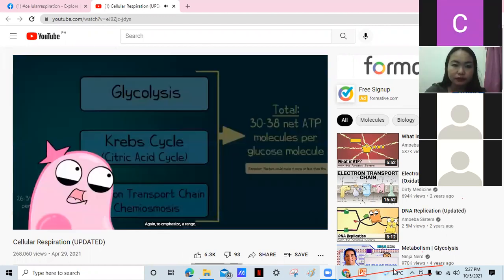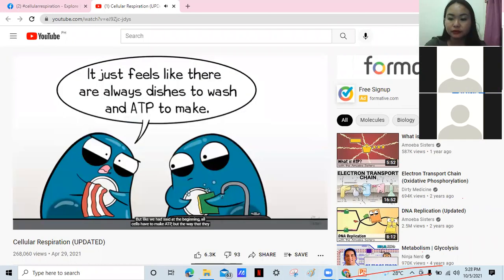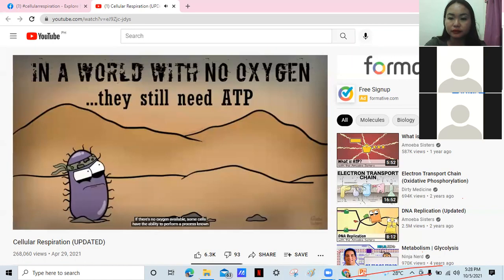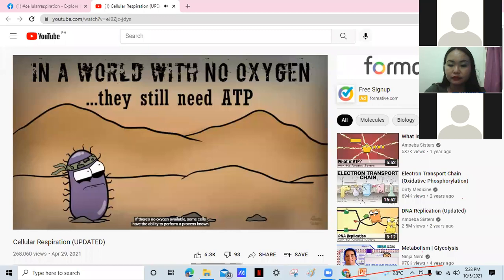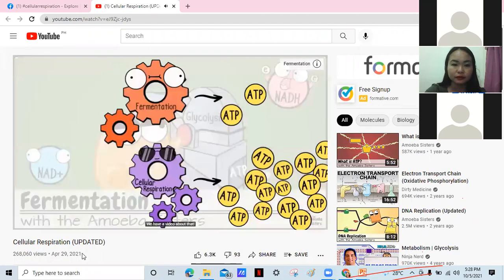Again, to emphasize the range. Now, this is just one way of creating ATP. But like we had said at the beginning, all cells have to make ATP, but the way they do it can differ. If there's no oxygen available, some cells have the ability to perform a process known as fermentation. It's not as efficient, but it can still make ATP when there is no oxygen. We have a video about that.